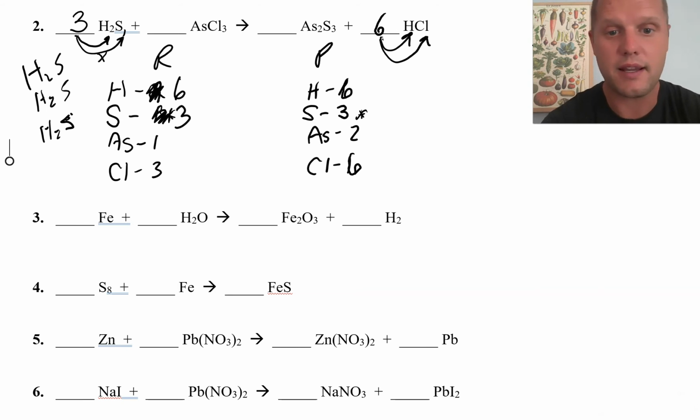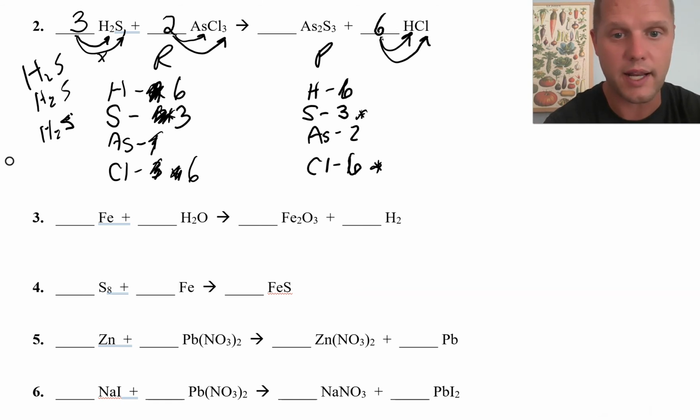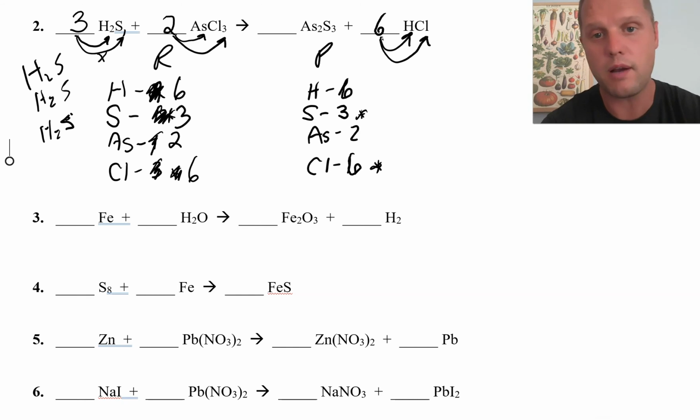Now you can see that I've created a new problem. This chlorine is not matching this chlorine, so I'm going to put a 2 here. And now I have 6 chlorines, because this multiplies by this. But you'll also see that I've changed the arsenic so it has 2. Now if we look at our numbers, we are all balanced and we are done.